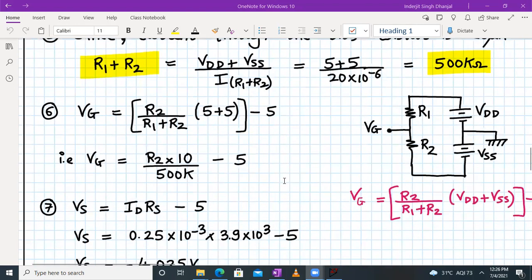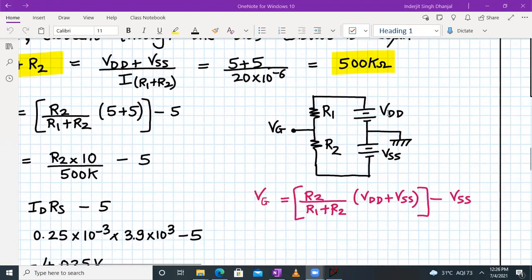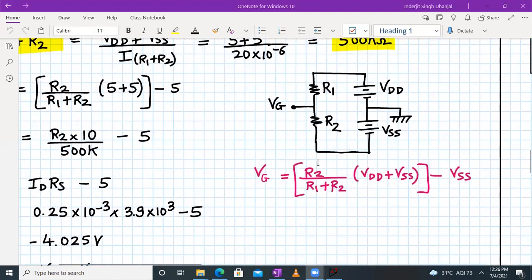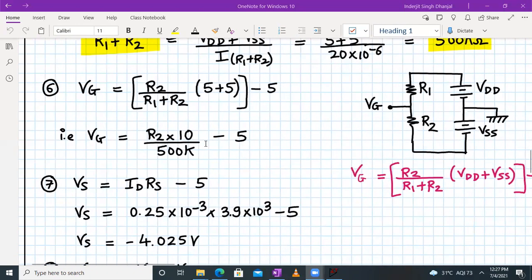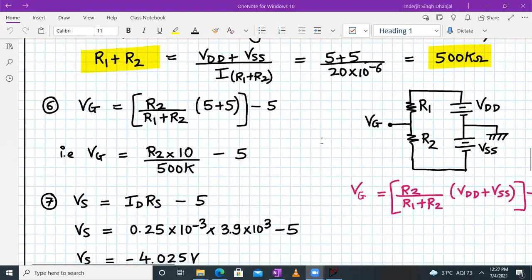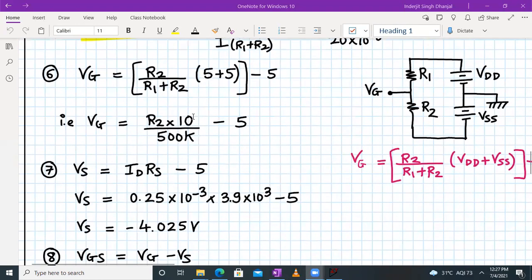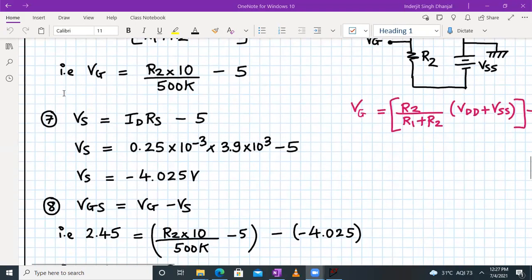Next, we calculate the value of VG. Now I have redrawn the gate side circuit over here. So what will be VG? VG will be R2 divided by R1 plus R2 into VDD plus VSS, minus VSS. Why minus VSS? Because the gate voltage is measured with respect to ground, and if we measure with respect to ground, we have to consider minus VSS also. So VG will be equal to R2 divided by R1 plus R2 into 5 plus 5, VDD and VSS being 5 and minus 5 over here. So we get VG equal to R2 into 10 divided by 500K, minus 5. So this is the equation for VG.